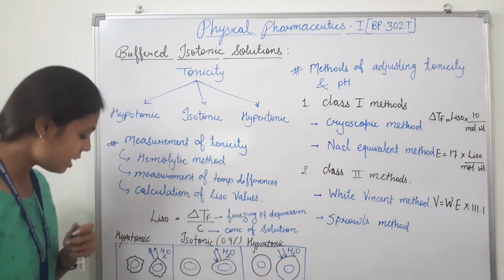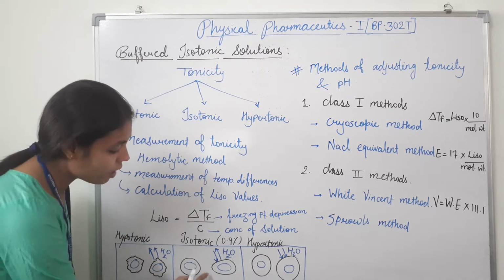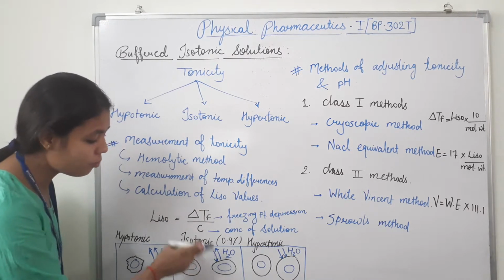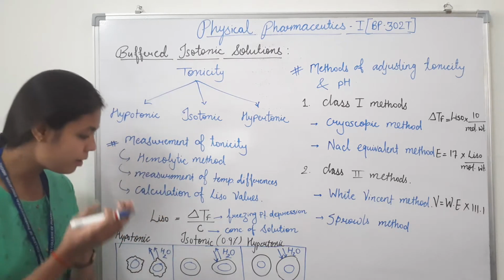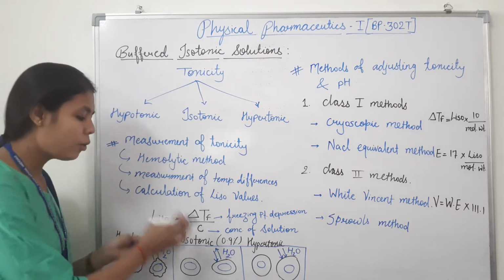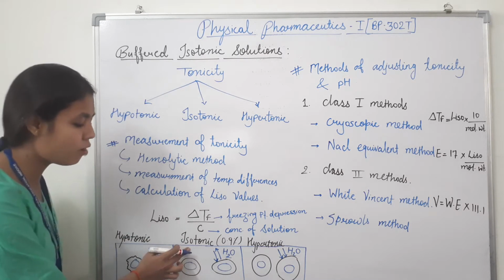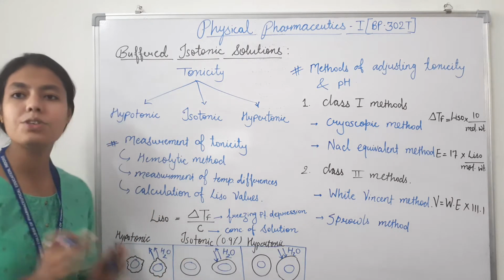As you can see here in this diagram, this is the diagram of a normal RBC where the movement of water is reversible. That means that the amount of water coming inside is the same as the amount of water going outside from the RBCs. This is particular to the case of isotonic solution, that is 0.9% NaCl solution.